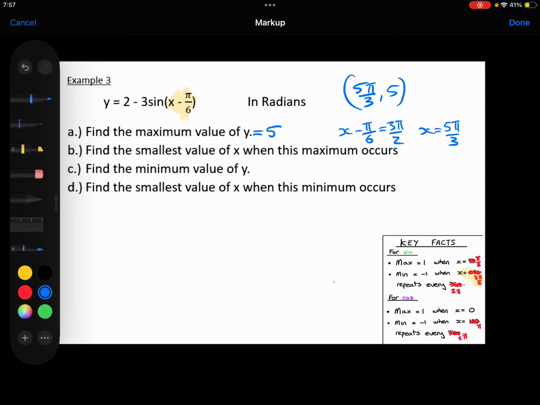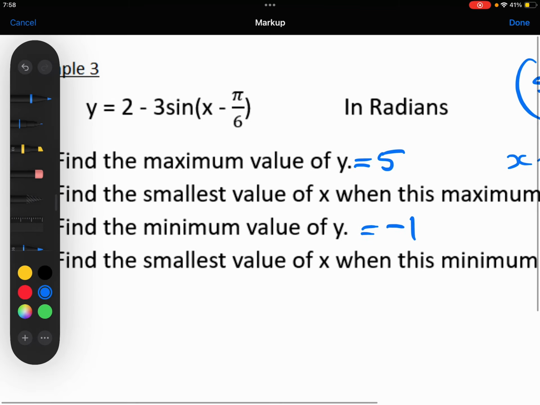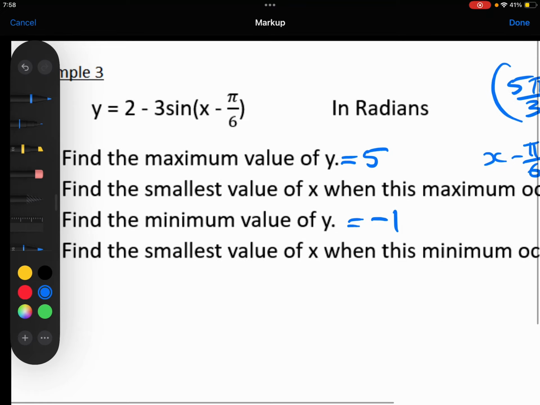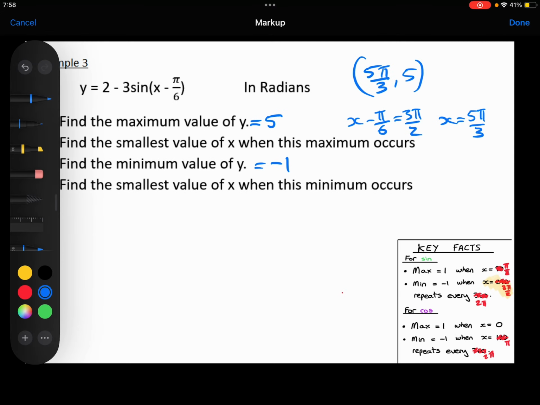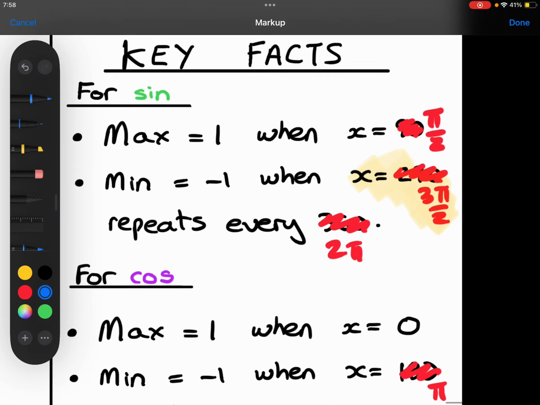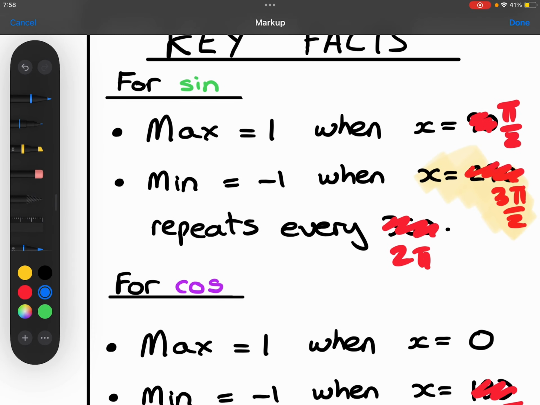Next, for part C, we want the minimum value that y can be. So that's going to happen when we have a minus 3 from here. So we'll have 2 minus 3, which will be minus 1. So that's the minimum that this function can possibly be. When is that going to take place? Well, usually we have a minimum when x is 3 pi over 2. But remember that negative in the front here flips things around. And so actually I'm going to have a minimum now when the x is pi over 2.